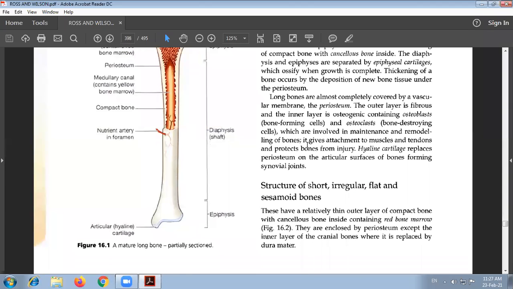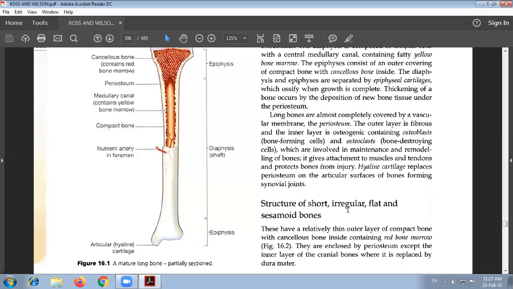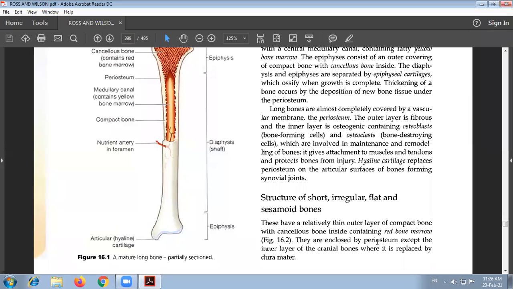Then the structure of short bone, irregular bone, and flat and sesamoid bone. What we have looked at here is a long bone. It is the structure of a mature long bone, that is the adult long bone. While the other bones which are short in structure, irregular in structure, then flat and sesamoid bones have a relatively thin layer of compact bone with cancellous bone inside which contains the red bone marrow.